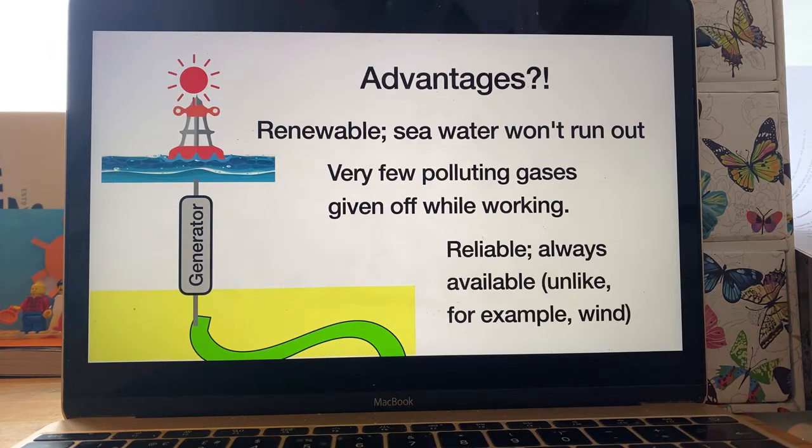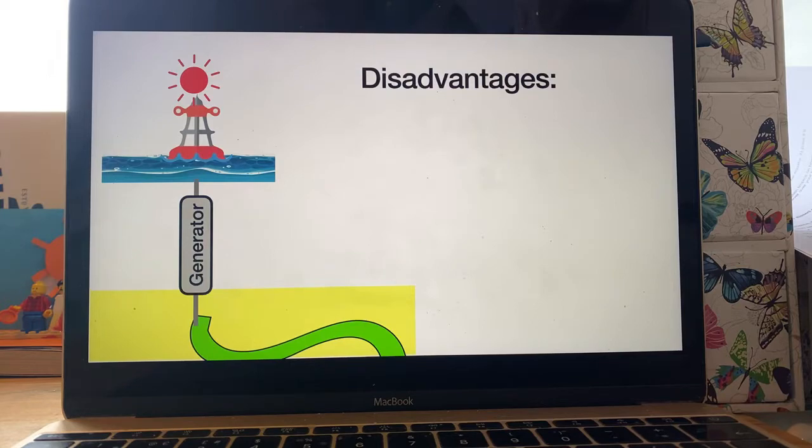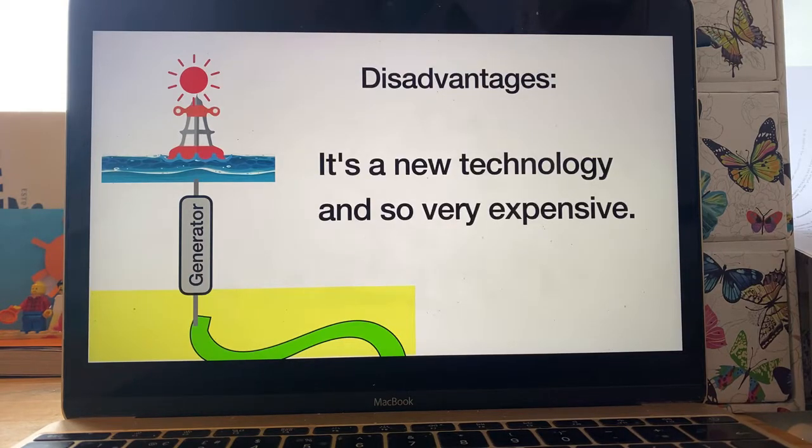It's always available. So if someone gets shot on some big TV program and everyone wants to watch it live at the same time, you know that there's going to be energy there. It's not like the wind where it might not be blowing at that time. That would be bad. Disadvantages, I'll just tell you these ones. It's a very new technology, so it's really expensive. Kind of in the same way that not everyone is driving an electric car at the moment.